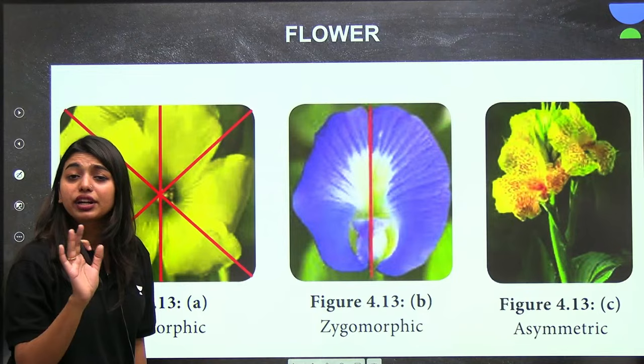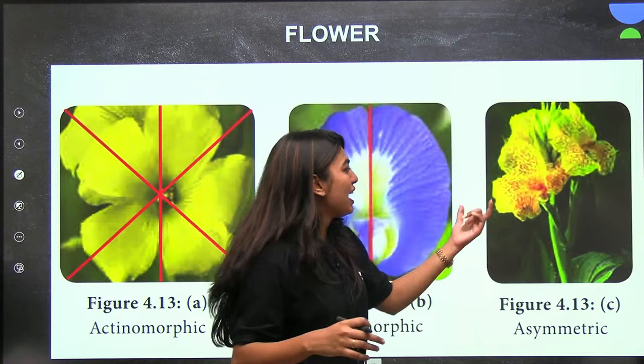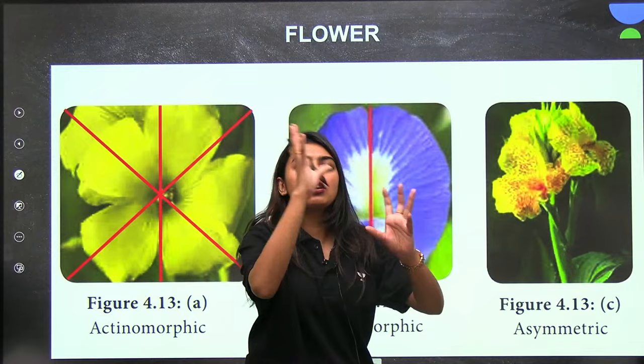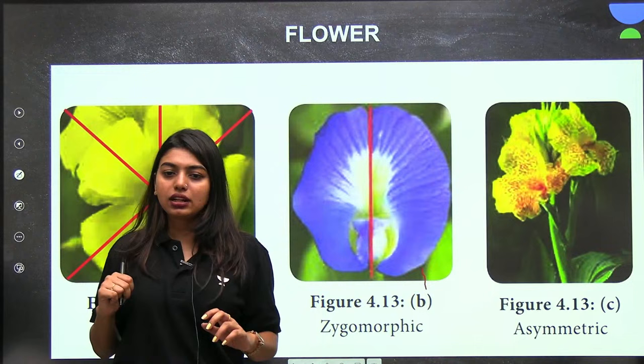Now, this is canna. It's telling I cannot. Whatever you want to do, I cannot. So canna's petals are all in different shape and size. However you try to cut it, you will not get two equal halves. Clear to all of you?